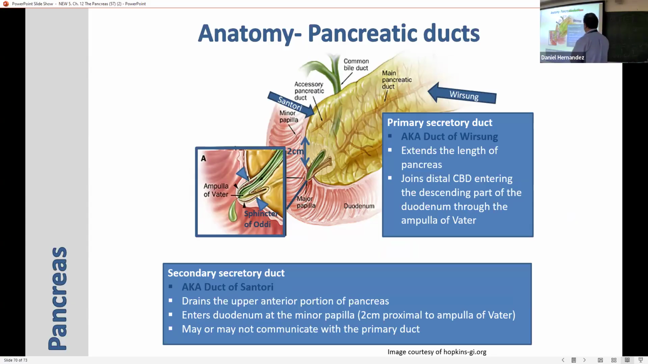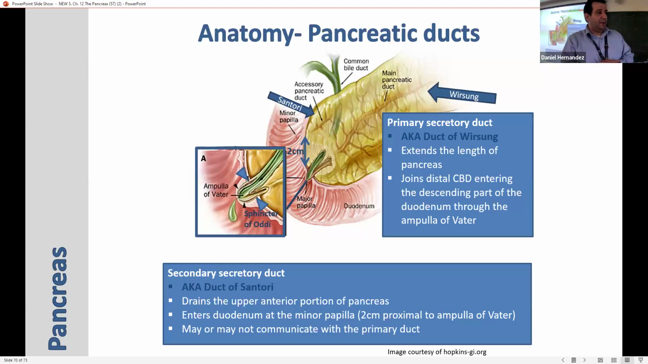This is again a little breakdown now of the ducts. This was a more close-up view of the ampulla of Vater, where we get the coming together of the duct of Wirsung, or the main pancreatic duct, and the common bile duct, joined together where it enters into the duodenum at the ampulla of Vater. And then that muscle that constricts and then dilates, that sphincter muscle that's controlling the release and secretion of those digestive enzymes, is the sphincter of Oddi.